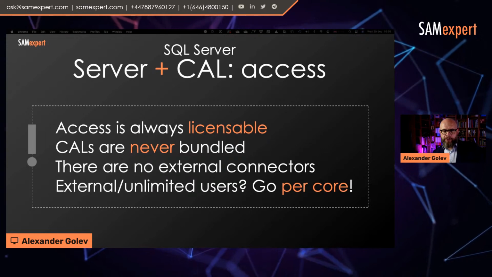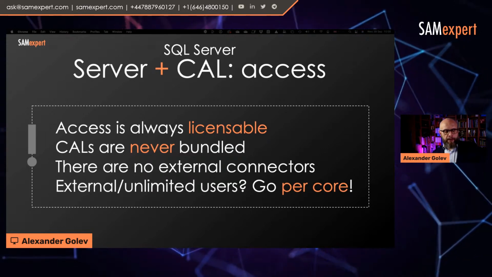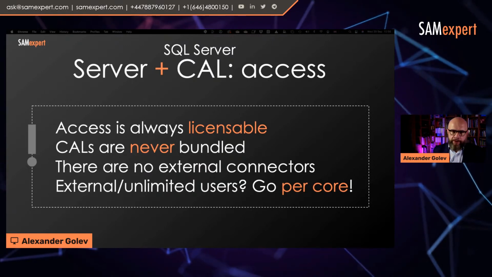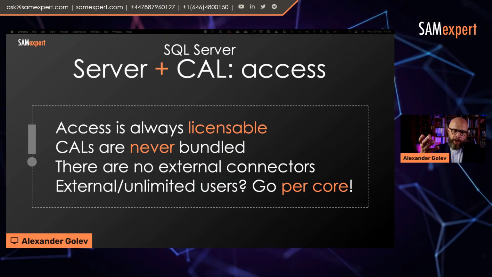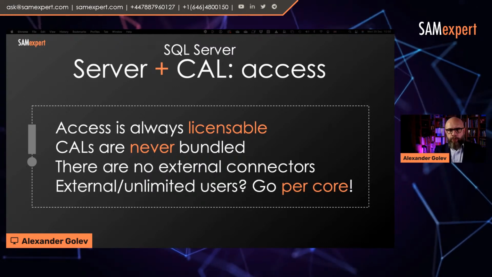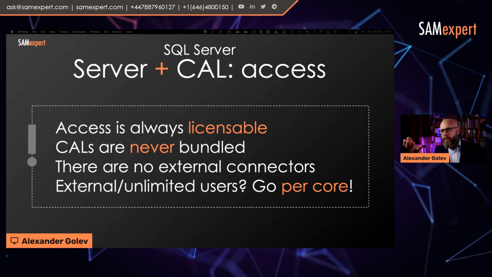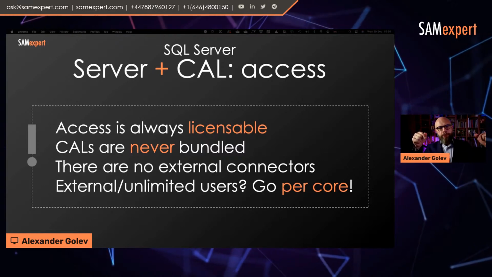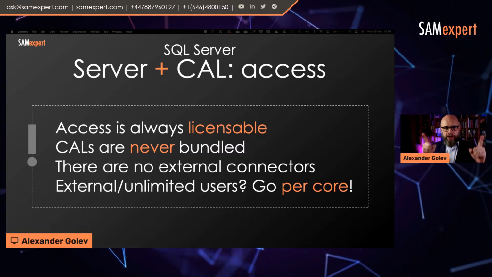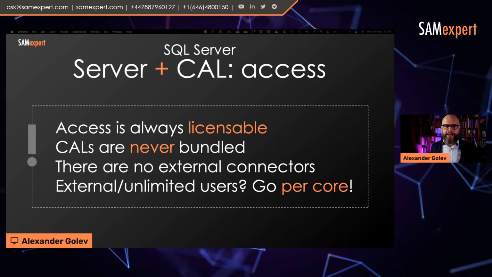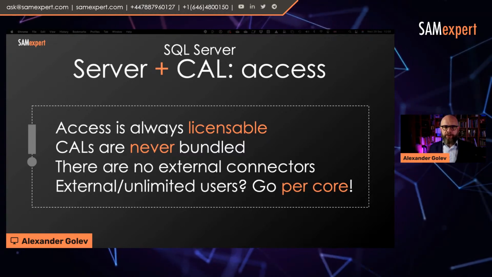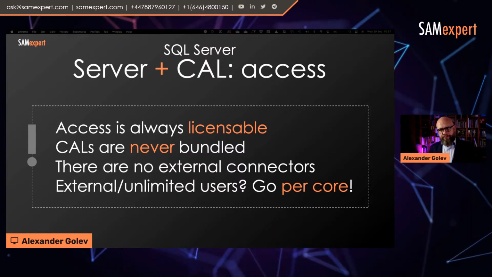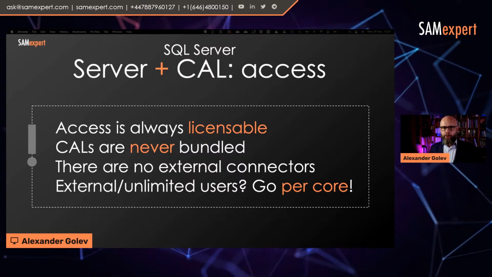CALs are never bundled. The mistake I've seen is that people in companies would procure CAL bundles, a Core CAL bundle, or an Enterprise CAL bundle, which is like a package of multiple CALs. And then they thought that the SQL CAL is included in the bundles. SQL Server CAL is always standalone. It's never bundled. There are no equivalencies. There's nothing. And as I said, if you want unlimited users, go per core.